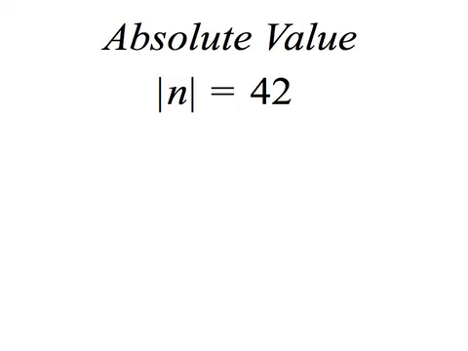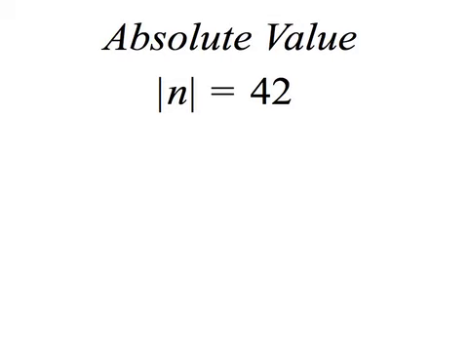Here's an absolute value equation. You may already know that the absolute value is the distance that a number is from 0. And there are two numbers that have 42 as their distance from 0. Positive 42 is 42 to the right of 0 on a number line, and negative 42 is also 42, but to the left of 0 on a number line.